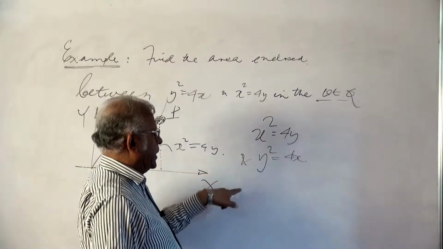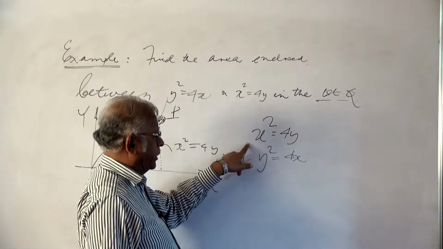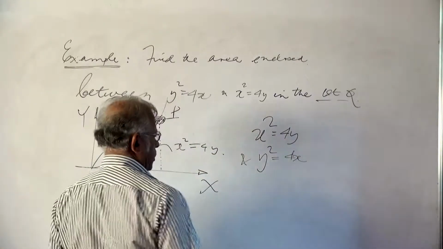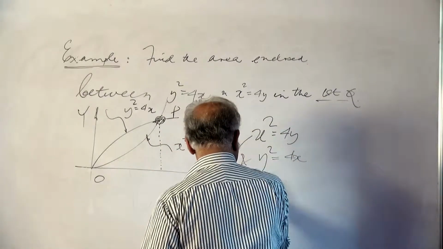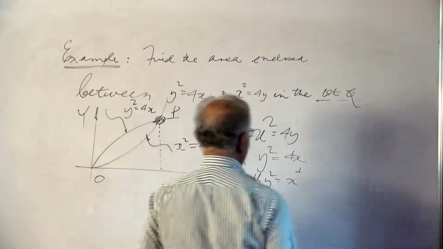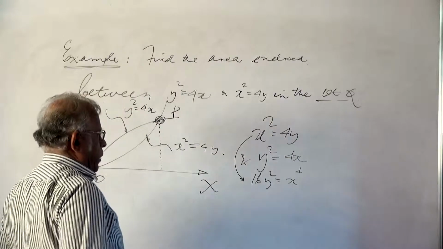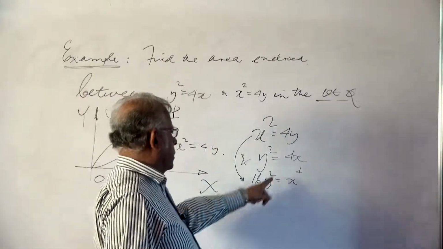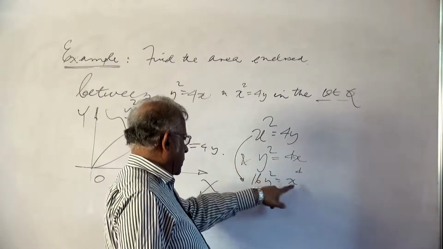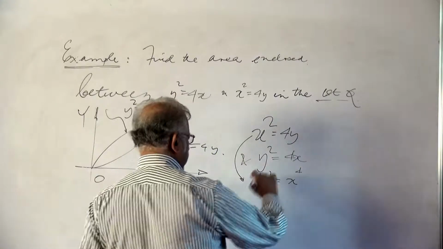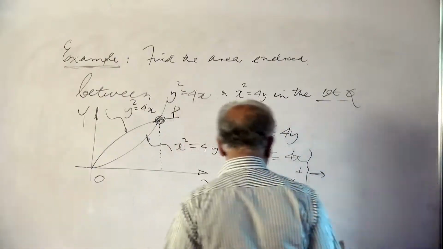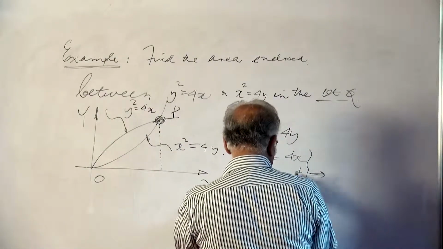When we solve these simultaneously, supposing we square this particular equation, we'll get 16y square is equal to x to the power of 4. So when we equate these two, y square can be replaced by x square by 16, and that is equal to 4x. So together these two imply that x to the power of 4 by 16 is equal to 4x.